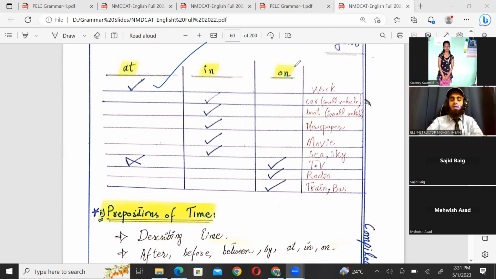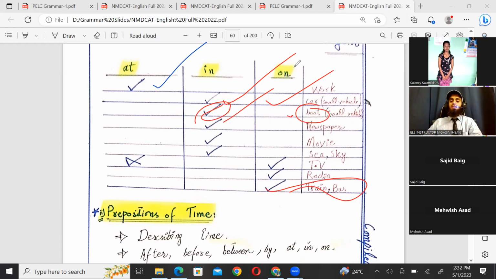If you are inside the car, then in the car, at the car? I am in the car. Good. And if you are in the boat? In the boat. And if you are in the bus, then on the bus. We are on the bus. Very good. And if you are in the train? We are on the train.